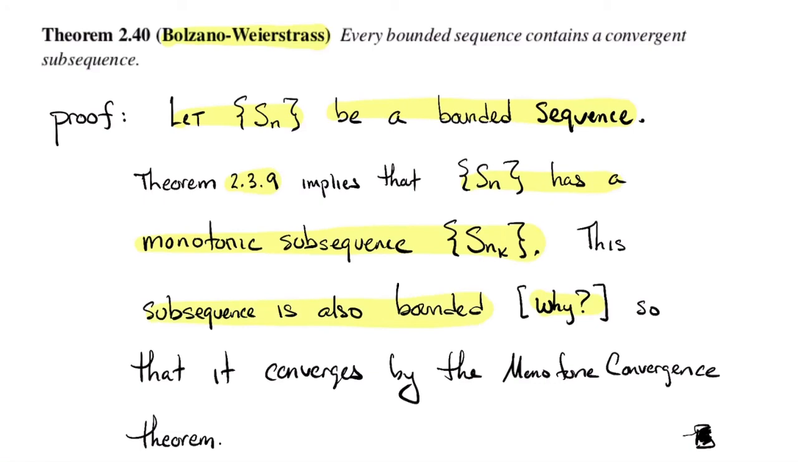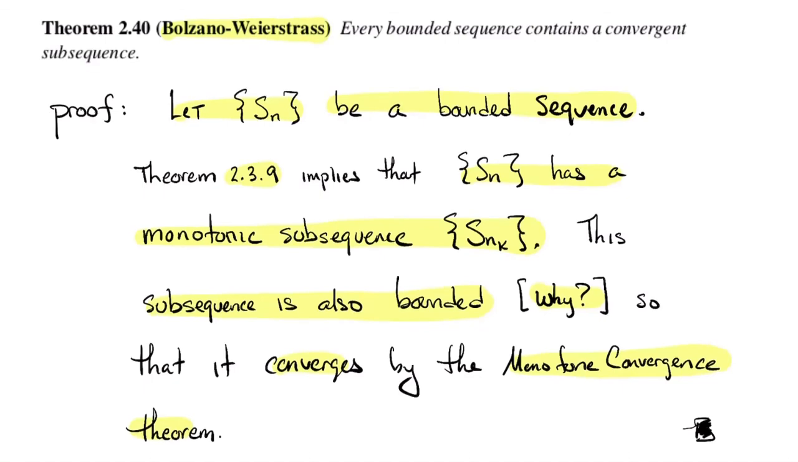So I start with a bounded sequence. Theorem 2.39 says it's got to have a monotonic subsequence, which is also bounded. But then we apply the monotone convergence theorem to that subsequence. That subsequence has to converge, since it's a bounded monotonic sequence. So there you go: this bounded sequence has a convergent subsequence. That's the short proof of the Bolzano-Weierstrass theorem. Okay, so we're going to end the video right there. Thanks for listening.